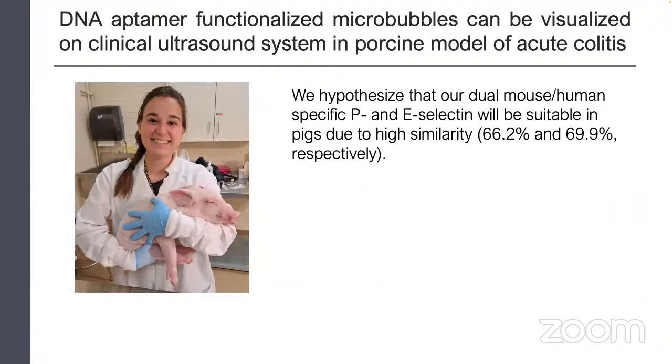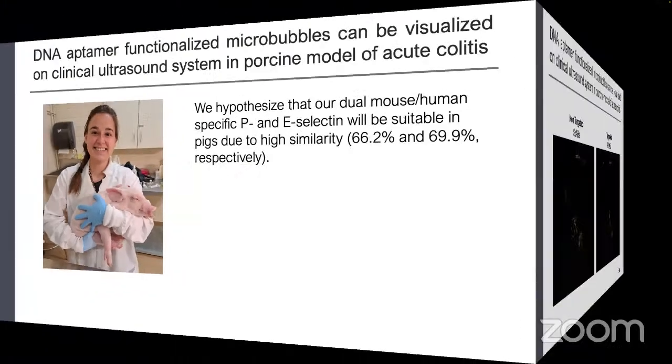Now, when we eventually go towards large animal models, we want to start working with pigs. So we thought this was a great time to give it a try. Again, P and E selectin are very similar between pigs and humans. So we felt that our contrast agent would work. And here we were using a new Samsung ultrasound system that we were demoing, and it worked. It was a beautiful system.